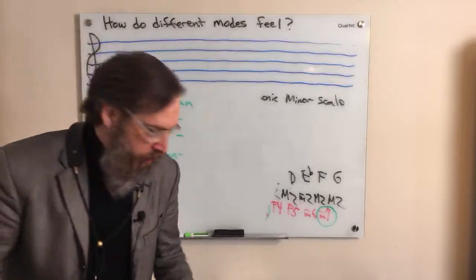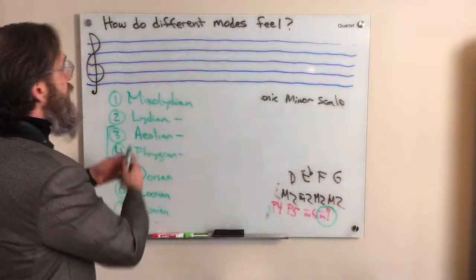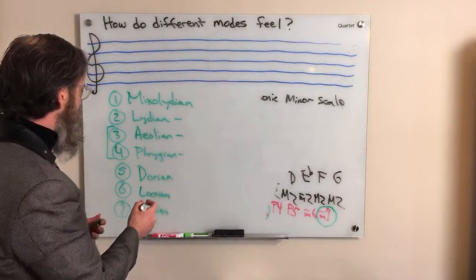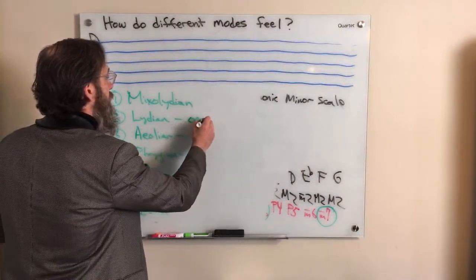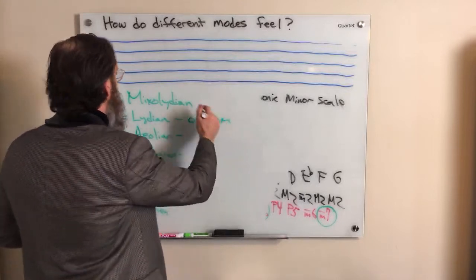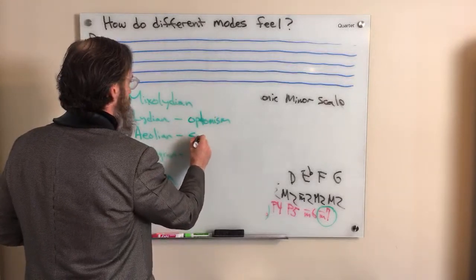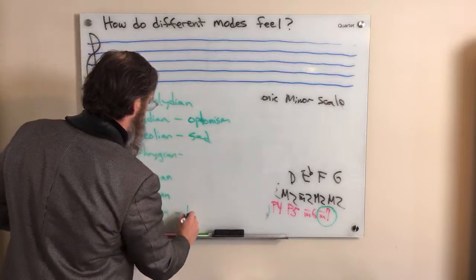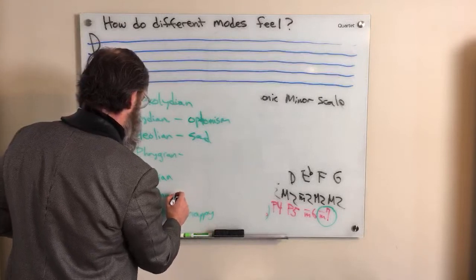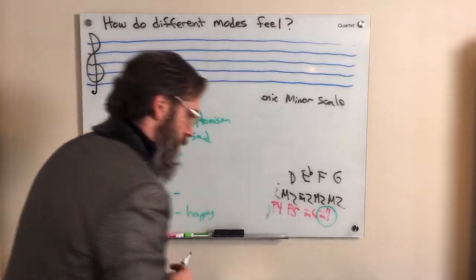So I'm going to go back and answer some more questions, but maybe I should actually give you some stuff. Maybe, how do the different modes feel? I like optimism for Lydian. I think that's great. I think sad, happy, that's certainly some of them. They're the kind of cliche.